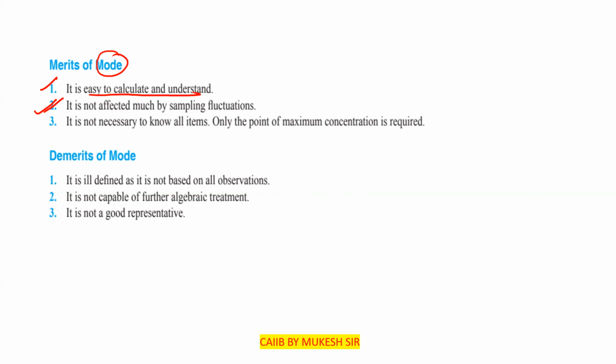So what is the best? That is the mean. Mean will take all the observations. Now move to the next one. These are the merits and demerits.